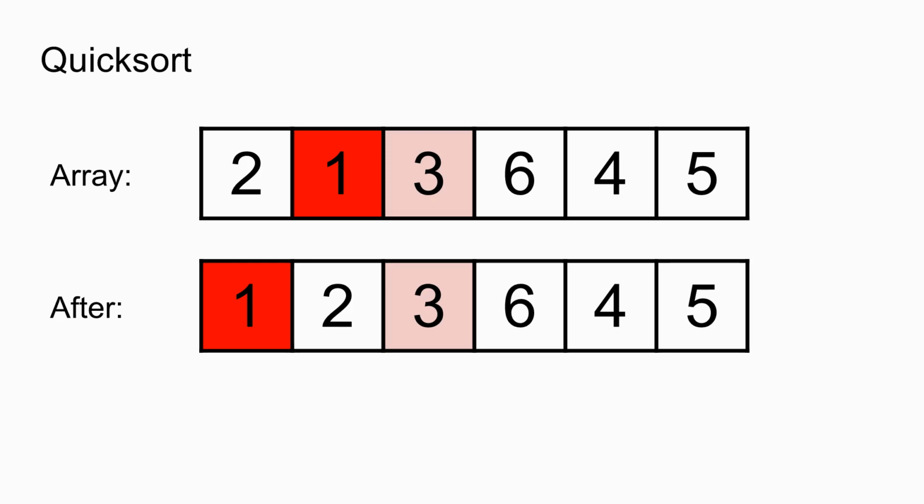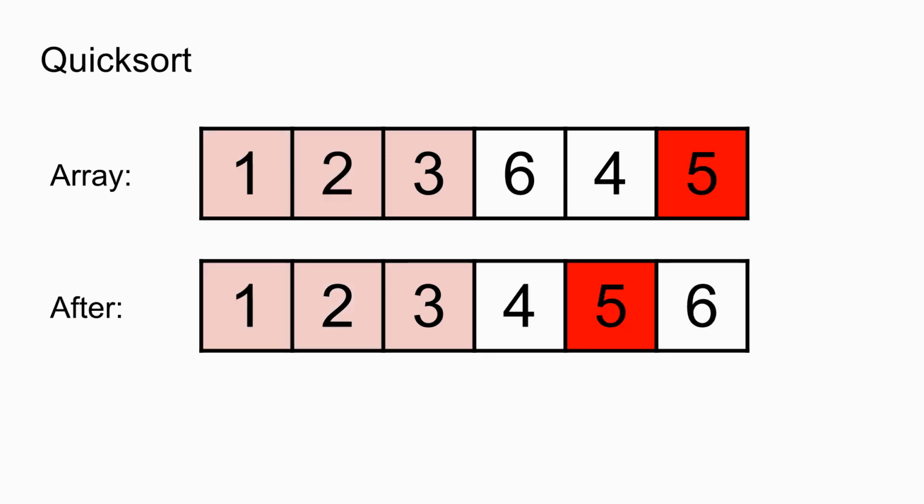Now we move on to 1 and 2. So 1 will be our pivot, and we move 2 after it because 2 is greater. And now 1, 2, 3 is sorted. Now finally 5 will be our last pivot, and 5 goes to the center, 4 goes to the left, 6 goes to the right. 5 is sorted, and then we quicksort 4 and 6, but since it's only one element long, it's already sorted, and the array is done.